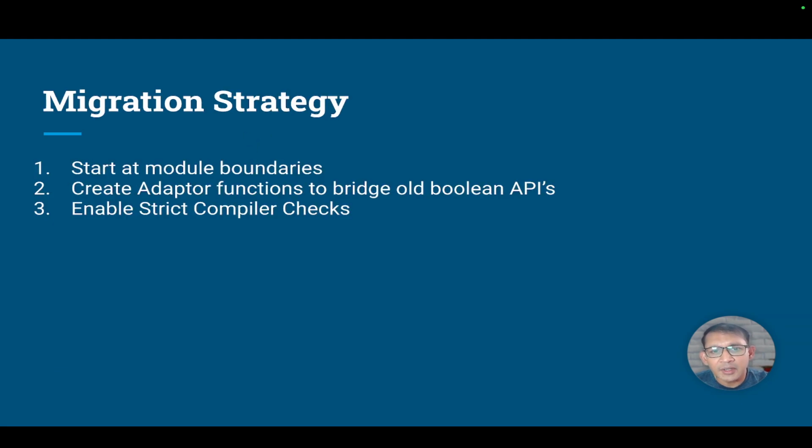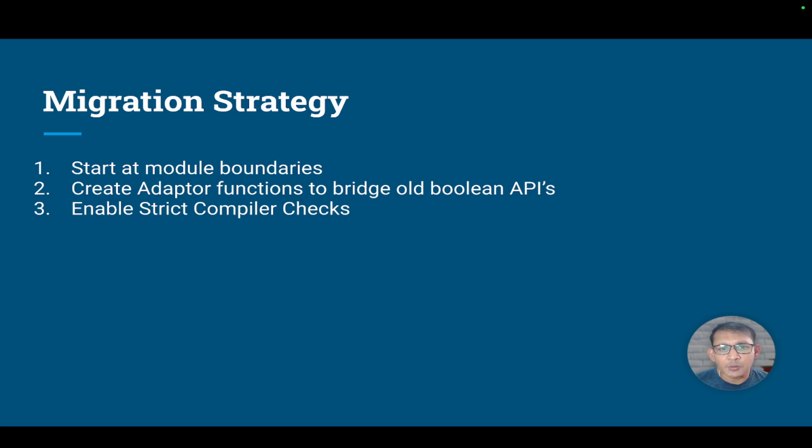Now, when you start to refactor existing code, follow this practical migration strategy. Start at module boundaries by wrapping public APIs first. This gives you the biggest impact with the least disruption. Use your IDE's refactoring tools to handle repetitive changes. Most modern IDEs can rename types and update all usages automatically.